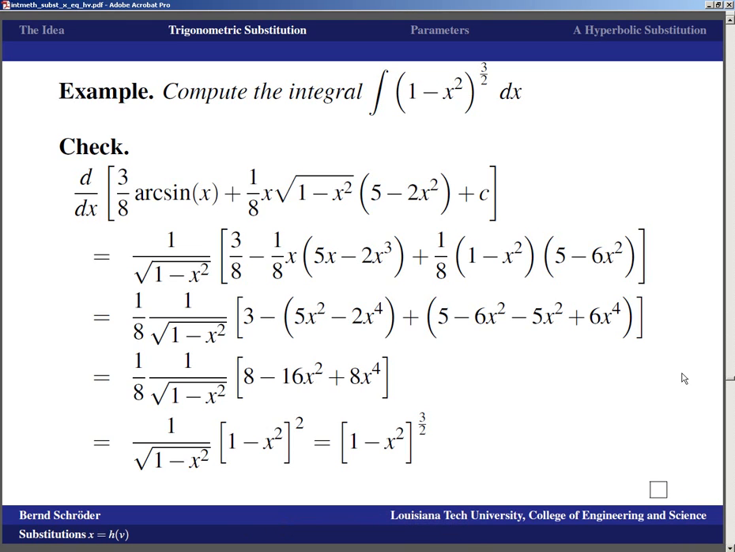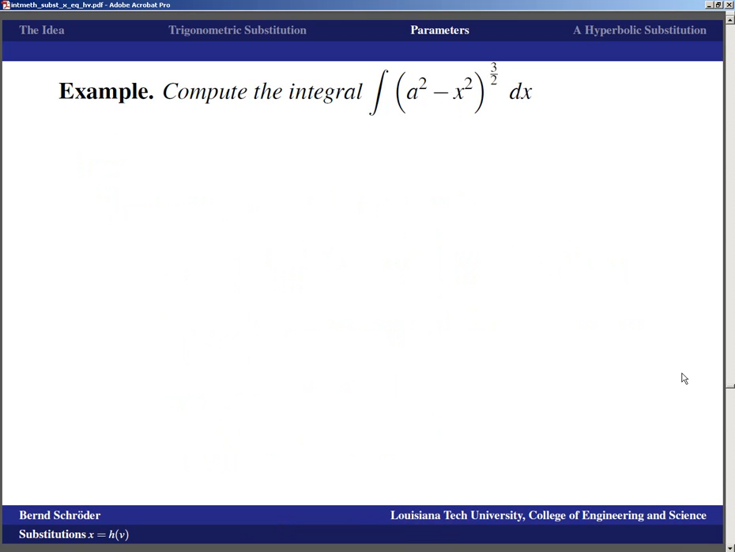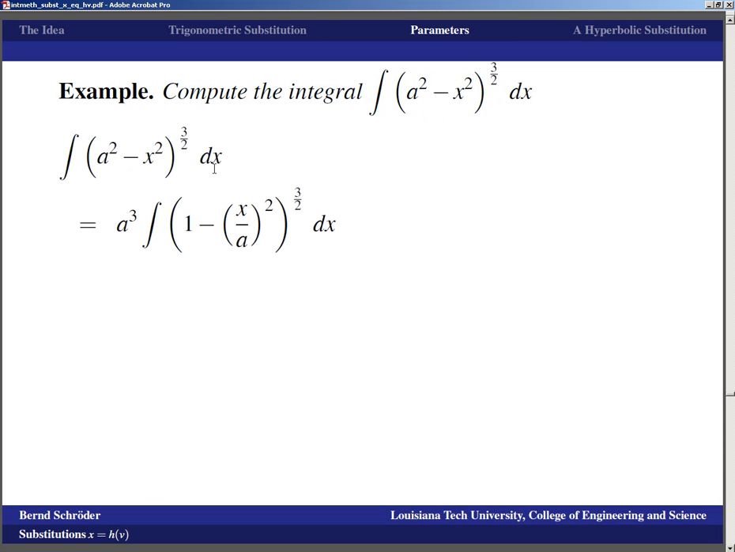Okay, we're back. So now let's take a look at another example where we want to compute the integral of a squared minus x squared to the 3/2, and that's really a prime application of these substitutions. Now, we are not going to do a substitution here, we're just going to see how an integral like this can be reduced to the trigonometric integral that we just did. So the integral of a squared minus x squared to the 3/2 dx.